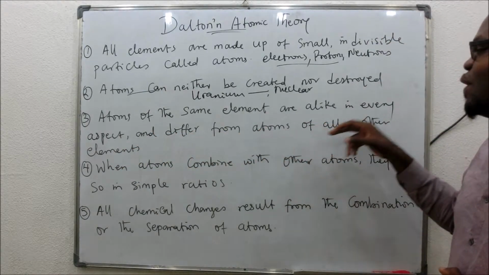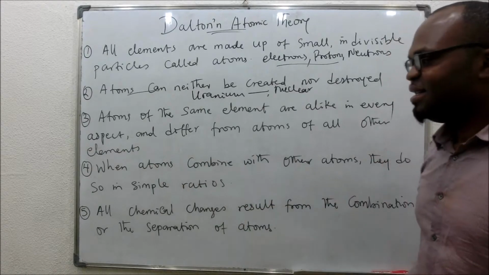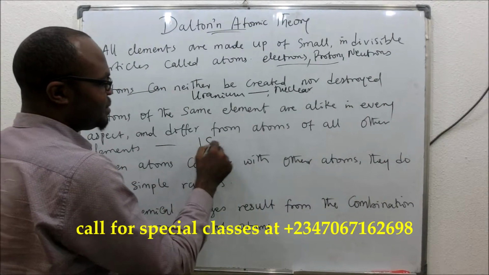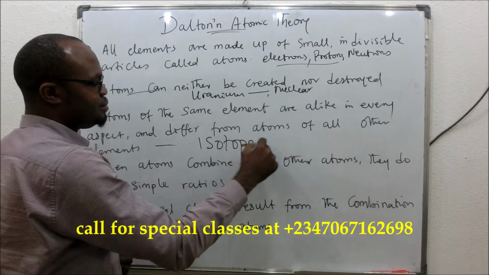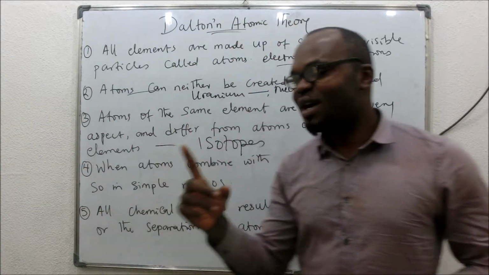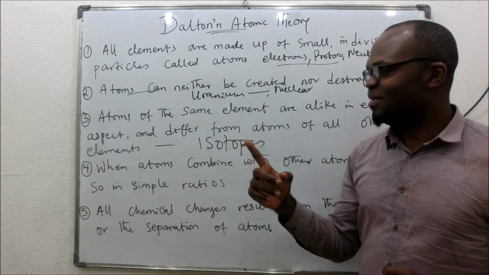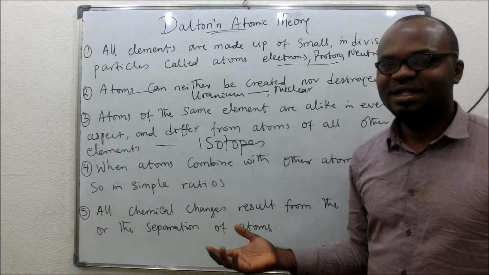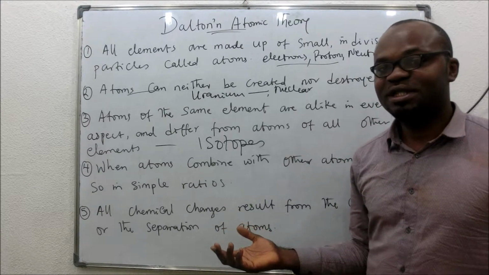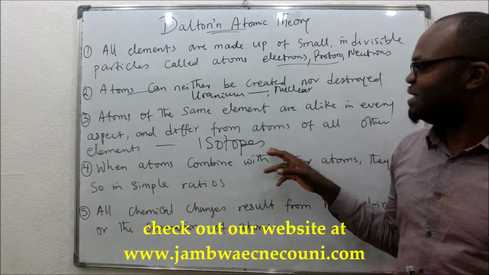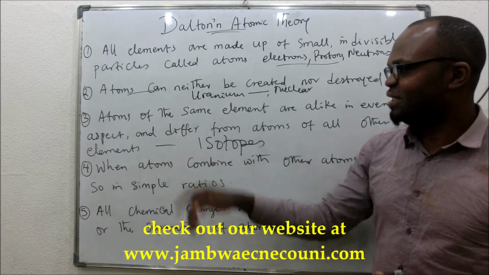Now, thirdly, we have that atoms of the same element are alike in every aspect and differ from atoms of all other elements. This is not completely true because of the discovery of isotopes. In isotopes, we find that one element, say chlorine, can have different isotopes. They have the same chemical properties, but the mass number will not be the same. So this is the modification to this.